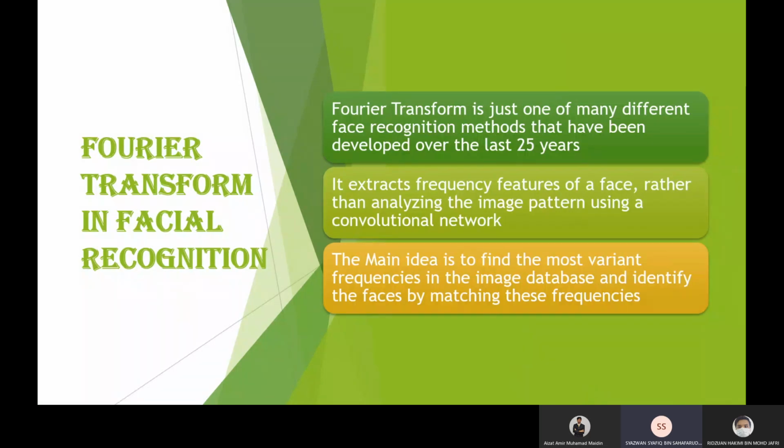Fourier transform is just one of many different face recognition methods that have been developed over the last 25 years. Compared to the machine learning approach, the Fourier transform is a very simple and fast algorithm. It extracts frequency features of a face rather than analyzing the image pattern using a convolutional network. The main idea is to find the most variant frequency in the image database and identify the faces by matching this frequency.